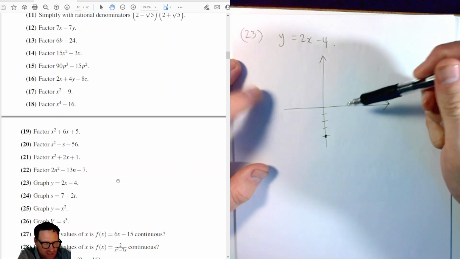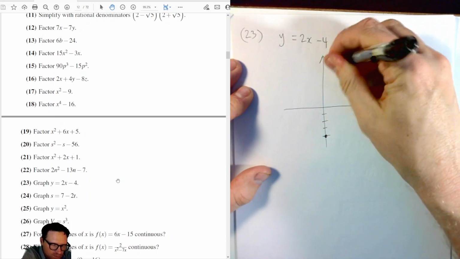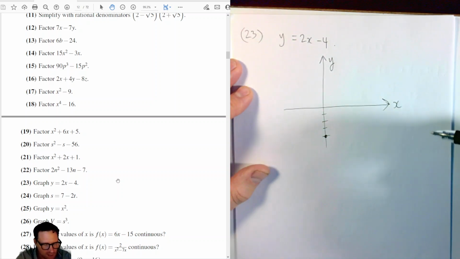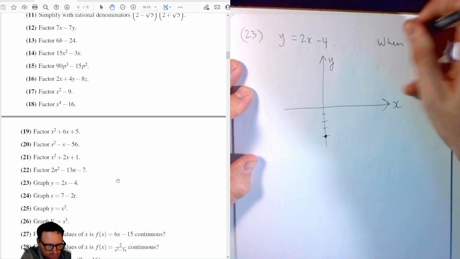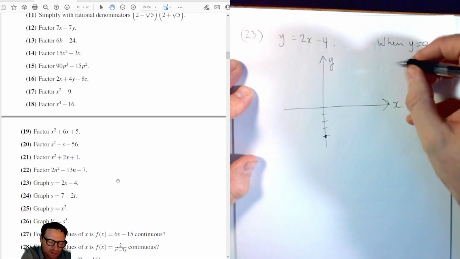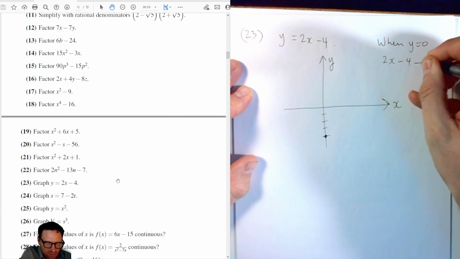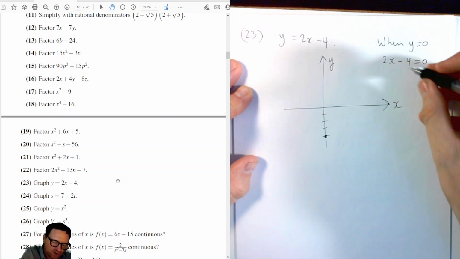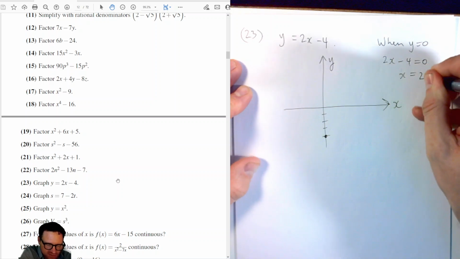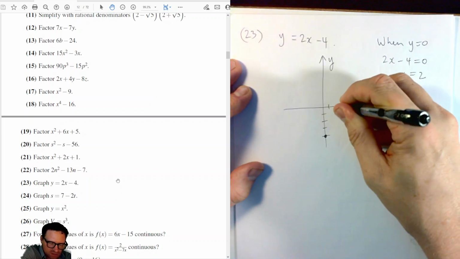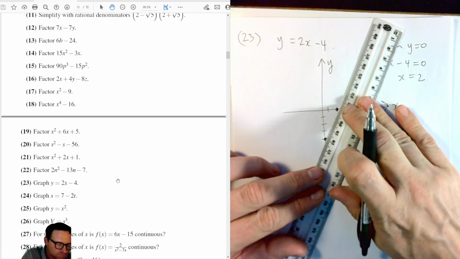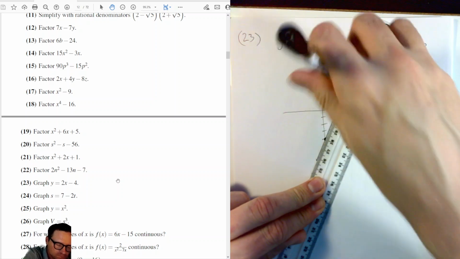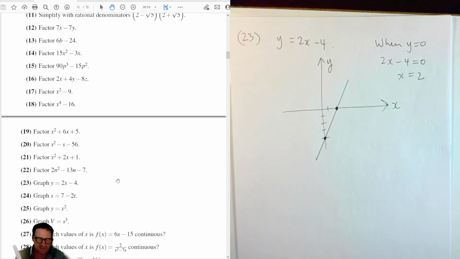But what I like to do is find the other intercept also. So when y is equal to 0, we have 2x minus 4 equals 0. Take the 4 over to the right hand side and divide by 2, and we get x is equal to 2. So 1, 2, and then we can just connect the dots. Okay, and there's our line, and you can see that it does have slope 2, so that's all fine.